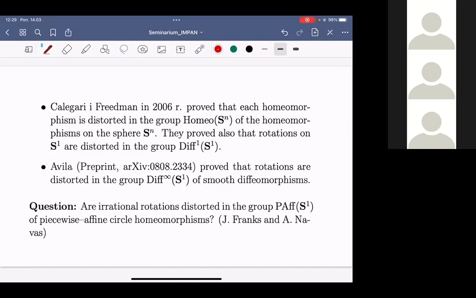In particular, Andrés Navas, at his talk at the last International Congress of Mathematicians in 2018, provided a list of open questions concerning the dynamics of the circle. And he asked the question about the existence. So he asked whether there exists a distorted irrational rotation on the circle, which is in the group of piecewise-affine circle homeomorphisms.